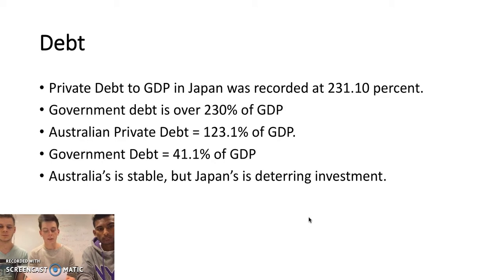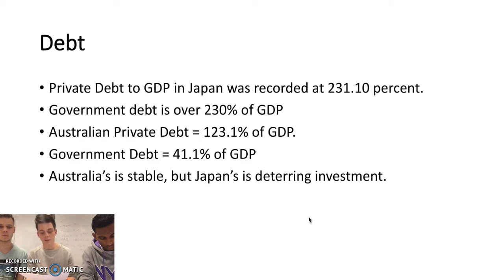Now onto debt. When comparing the various levels of debt across Australia and Japan, it can be seen that the debt in Japan is significantly larger. Currently, Japan's private debt is at 231% of its total GDP, compared to Australia's private debt, which is only at 123.1% of its GDP. In terms of government debt, Japan's is one of the largest in the world, totaling 230% of its GDP, with Australia's only just breaking 40%.